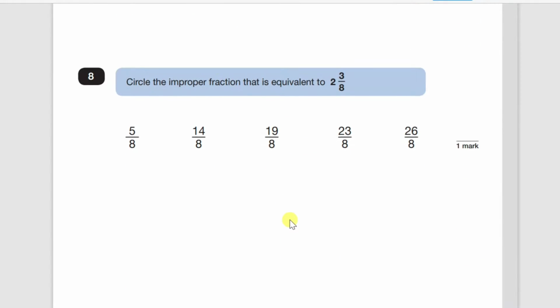Okay. Circle the improper fraction that is equivalent to 2 wholes and 3 eighths. Easy way to do this is to multiply the whole number with the bottom. So 2 times 8 is 16. And add it to the top. And that gives us 19. So altogether he's got 19 eighths. Okay, so that is our answer right here.